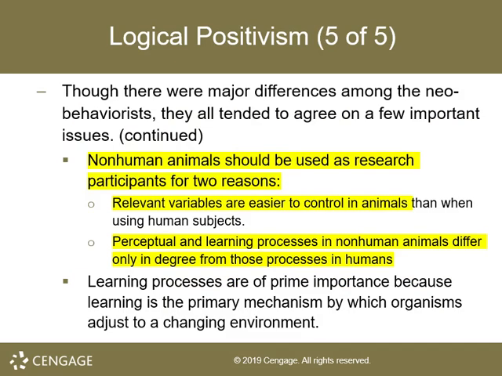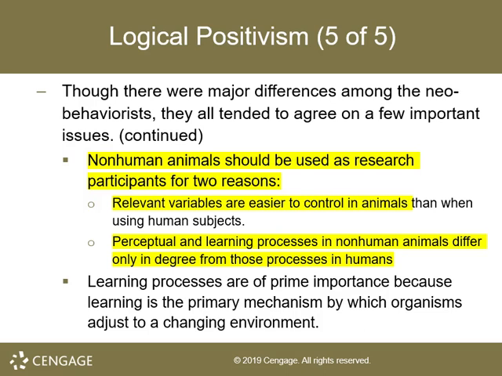Non-human animals should be used as research participants for two reasons. Relevant variables are easier to control in animals than when using human subjects. So we had an issue of control over these subjects, and we had more control over animals than over human beings. Perceptual and learning processes in non-human animals differ only in degree from those processes in humans. So we can study non-human animals on these basic perceptual and learning processes.